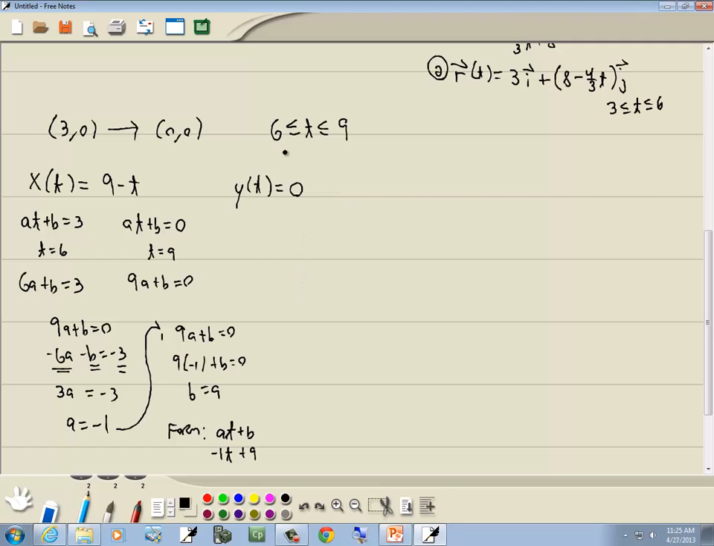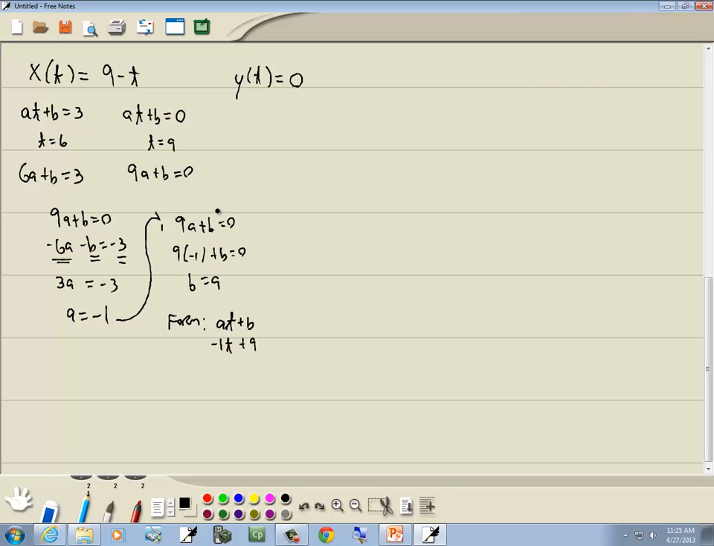Well, let's check it. We're starting at t is equal to 6. If I put 6 in here, 9 minus 6 is 3. So that gives me the right x value. I'm ending at t is equal to 9. If I put 9 in here, 9 minus 9 is 0. So that gives us the right x value. So for this particular piece then, it looks like this. This is our third piece.